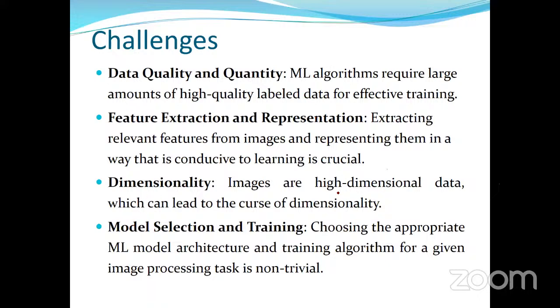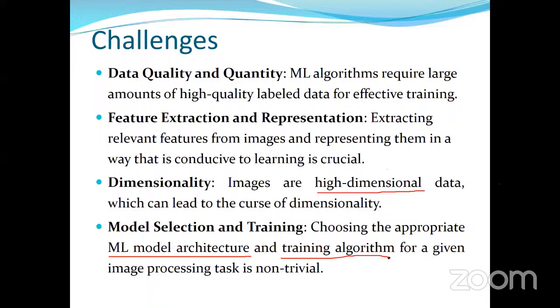And dimensionality reduction. So we have high dimensional data, which leads to more space occupation. And model selection, which model architecture we have to select. Here again the problem is we have to choose the ML model. We can use CNN or RNN or whatever it is. It's all on a trial and error basis. So it depends on the training algorithm. Some of the algorithms may work well for some of the images. Like for medical images, this may work. For satellite images, some other algorithm may work.